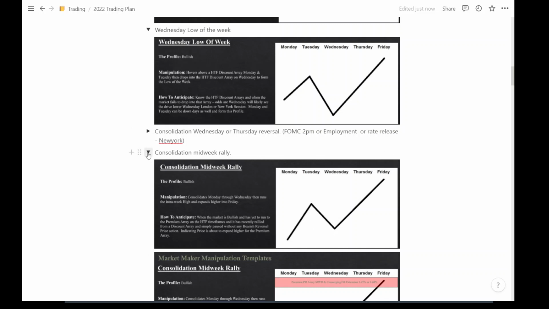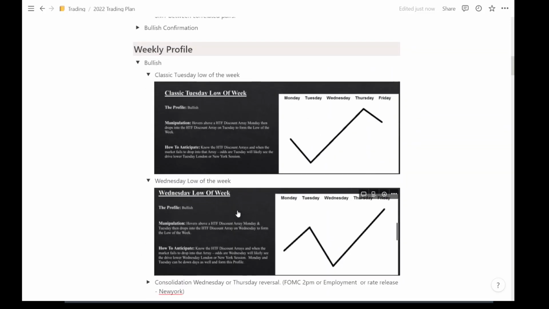So what I would just tell you from this is to expect Tuesday or Wednesday to form the low or high of the week. If you are bullish, expect Tuesday or Wednesday to form the low of the week. If you are bearish, expect Tuesday or Wednesday to form the high of the week. This is generally the most important thing I think you should focus on. But let me just talk briefly about when to expect some of these templates.